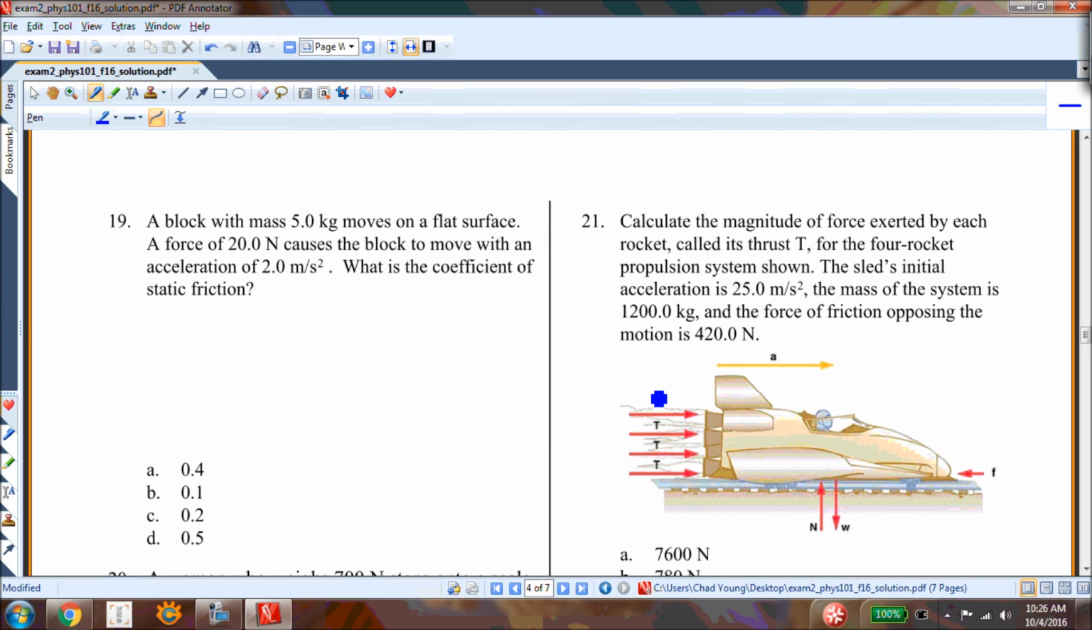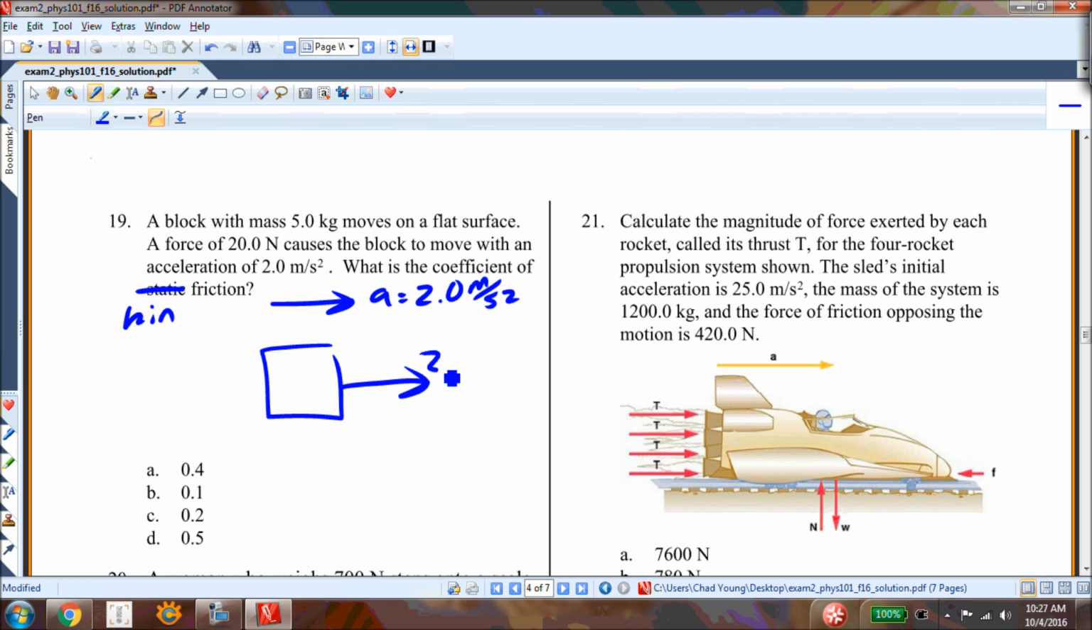A block with mass 5 kilograms moves on a flat surface. A force of 20 newtons causes the block to move with an acceleration of 2 meters per second squared. What is the coefficient of static? Excuse me, this should be kinetic friction. Kinetic friction for number 19. So what's happening here is I have an acceleration in this direction equal to 2, and I have a force equal to 20 newtons, and a mass of 5 kilograms. However, if I apply a force to 5 kilograms of that, I would get 4 meters per second squared. So I must have another force over here.